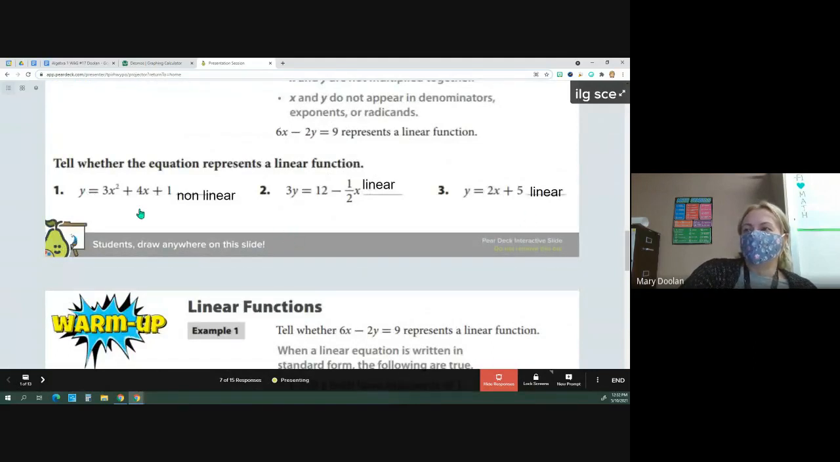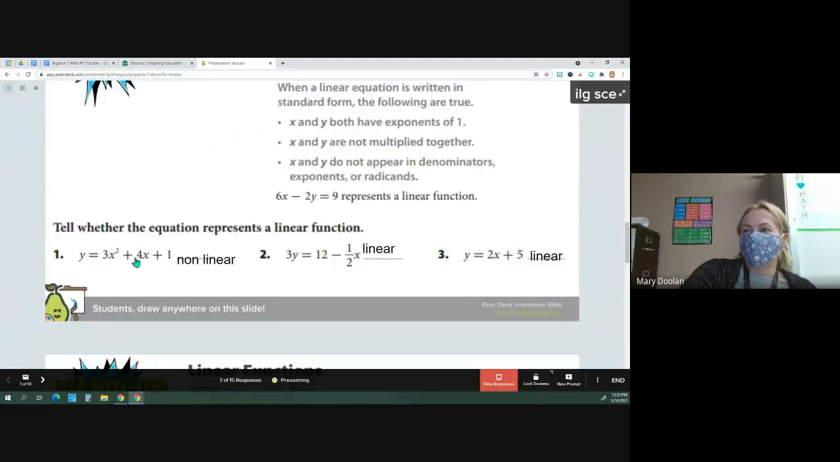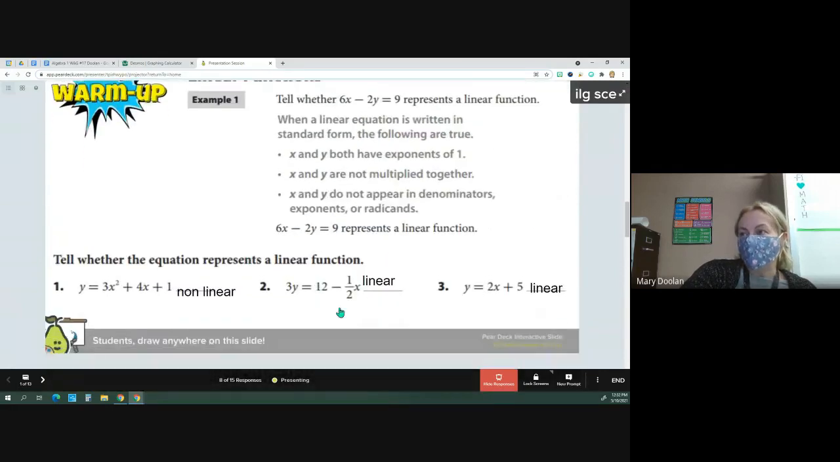So the easiest way to look at this is look for the x and the y, okay? And if they're just an x and just a y, there's no exponent, and they're not being multiplied together, and they're not in the denominator. It's okay to have a fraction as long as it's not in the denominator. These are in fact linear. These, if I graph these, are going to be straight lines. And so I'm going to show you on Desmos what that looks like.